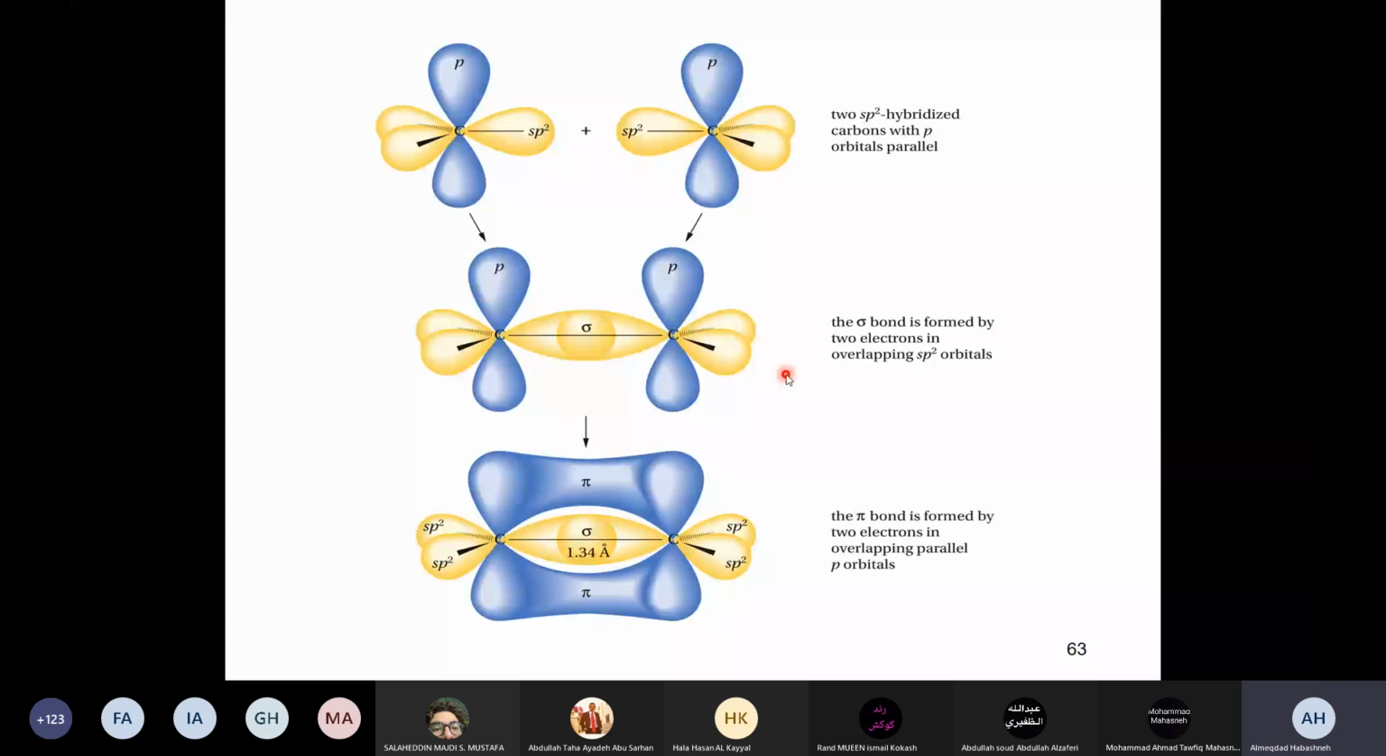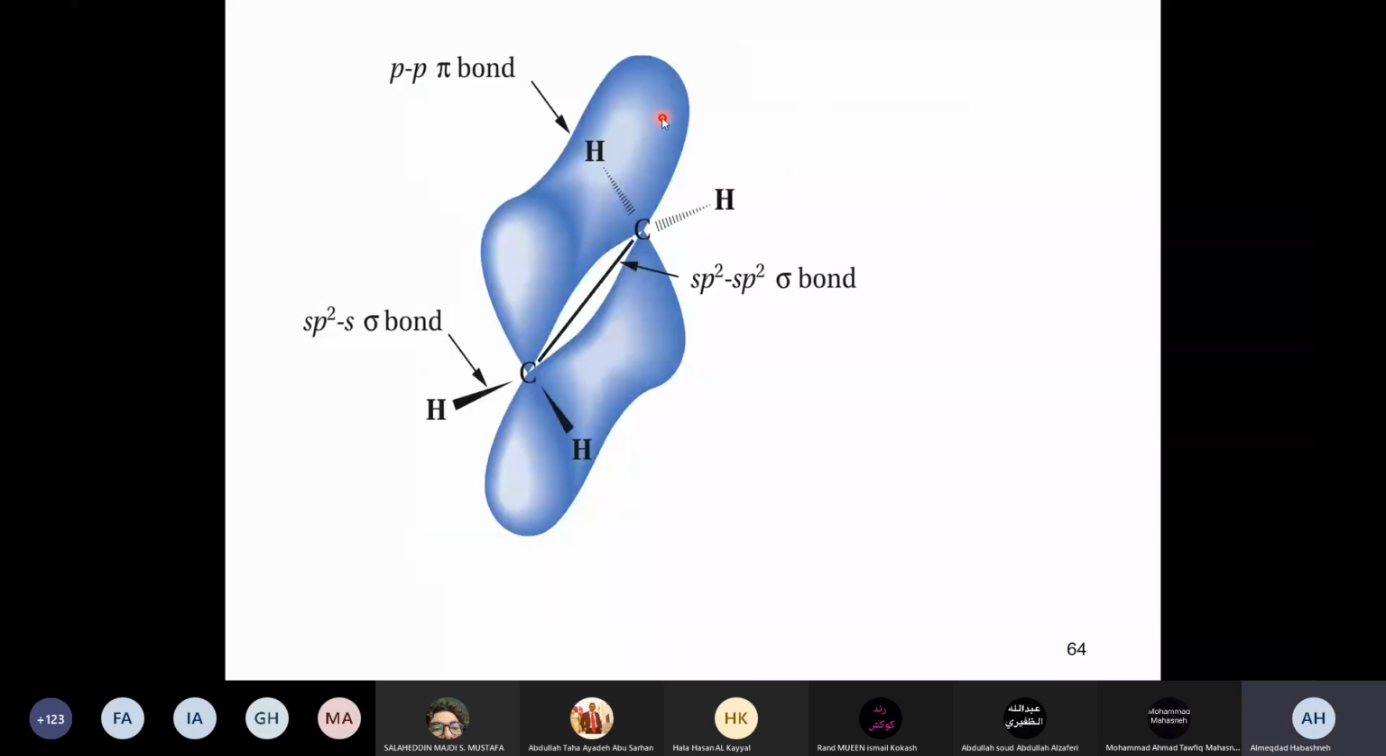This is pi guys. This is pi which is side-to-side overlapping, which is a result of the overlapping between 2 parallel p orbitals half filled, and it is perpendicular on the plane of the compound. The presence of pi orbital, pi overlapping at the double bond prevents the double bond from rotation.